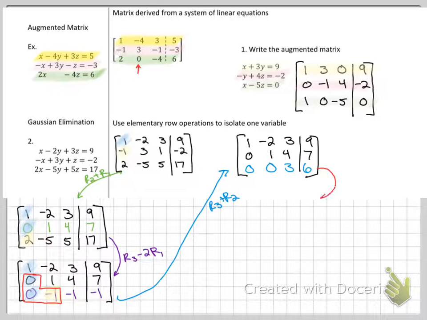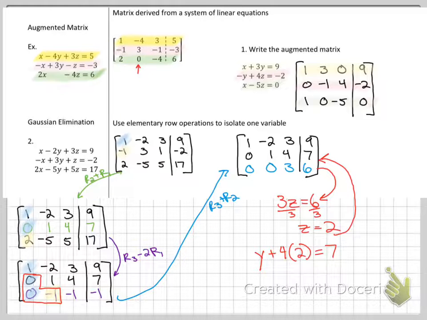This bottom row really says 3z, because it's in the third column, equals, that's why I put that bar or that dotted line there, 6. Well, that's super easy to solve for z. So solve for z. What do you do once you have z? You plug it back into the next row or equation. Remember, that equation says 1y plus 4, instead of z though, I know it's 2, equals 7. Solve that equation for y.